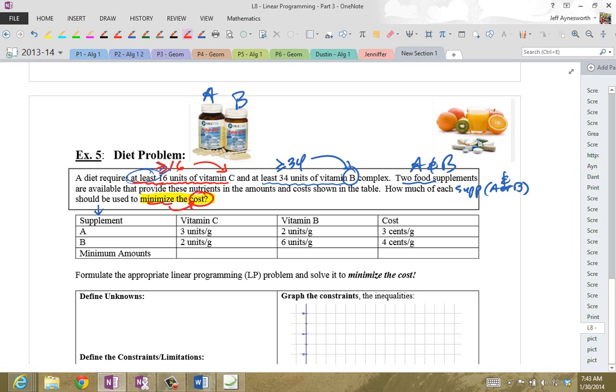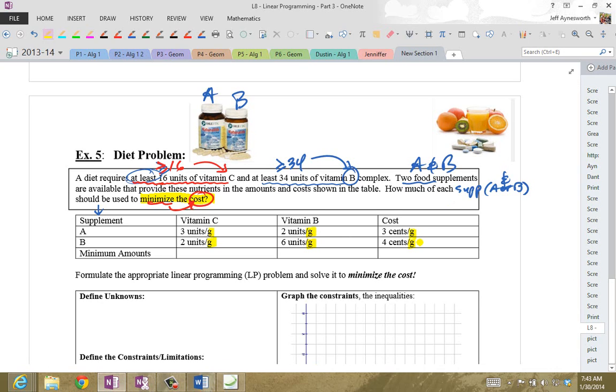So what we need to do is define some unknowns. It says how much of each type of supplement. We have A and we have B, and we don't know how much of each. Notice that all of these units are per gram. Everything's in terms of grams. G stands for grams. What does mg stand for? Yeah, milligrams. But G stands for grams.